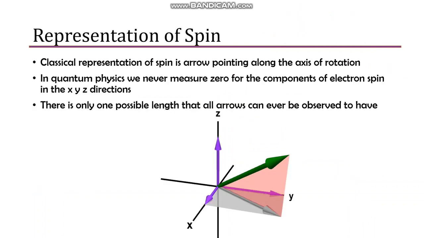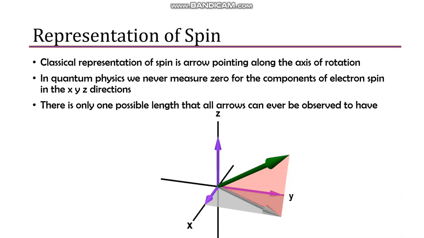Let's look at the representation of spin. The classical representation of spin is an arrow pointing along the axis of rotation. Its length corresponds to how fast it rotates. In quantum physics, we never measure zero for the component of electron spin in the x, y, and z directions. So an arrow doesn't accurately represent spin in quantum mechanics. It falsely implies that the x and y components of the spin are zero, which is never the case.